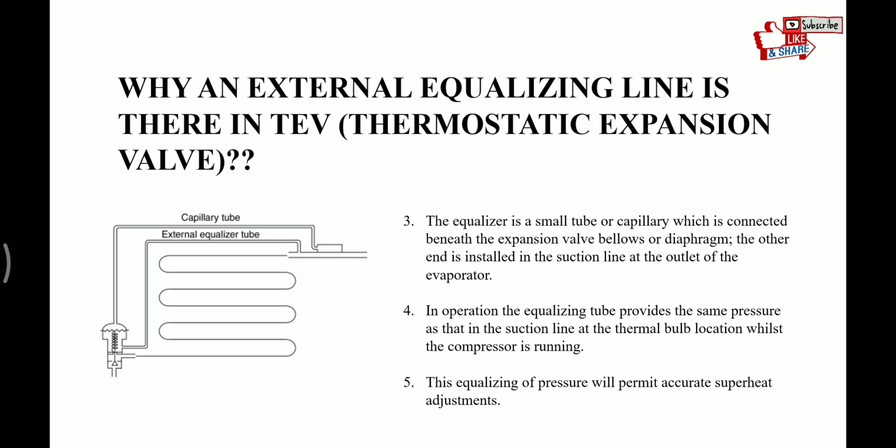In operation, the equalizing line tube provides the same pressure as that in the suction line at the thermal bulb location while the compressor is running. This equalizing of pressure will permit accurate superheat adjustment, which is providing constant superheat.